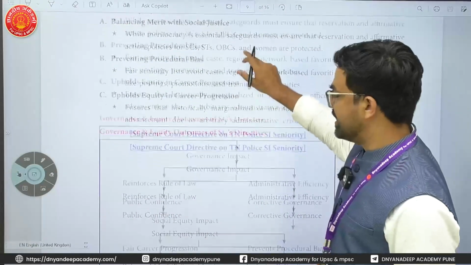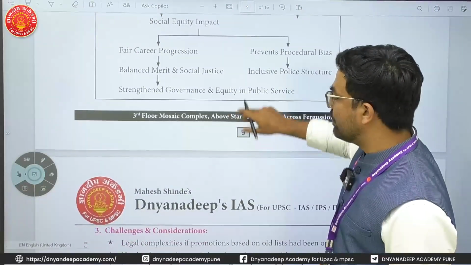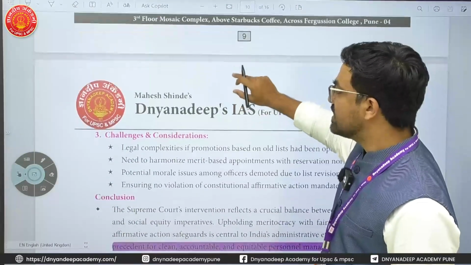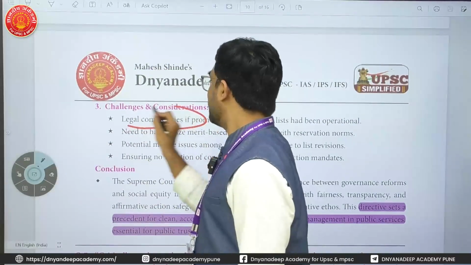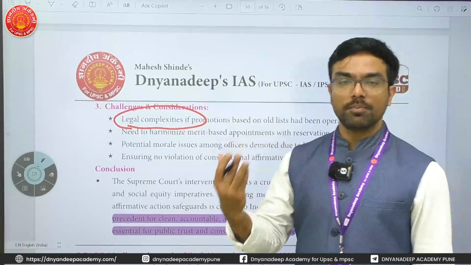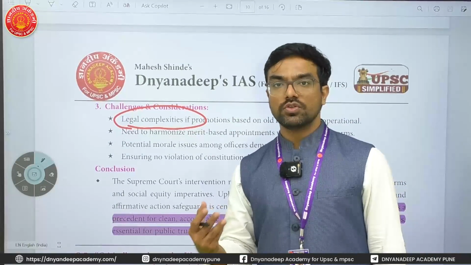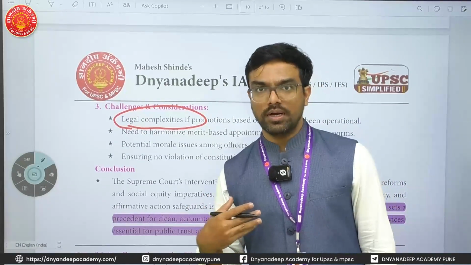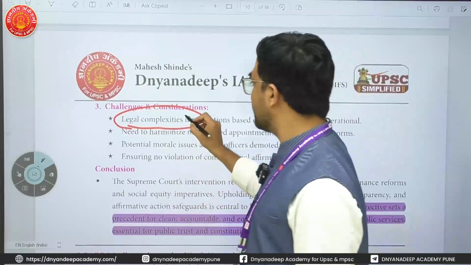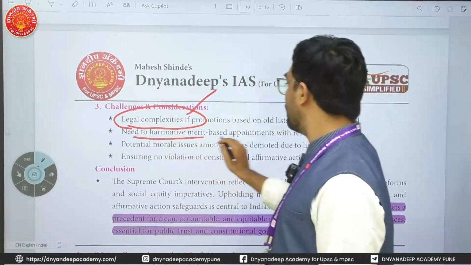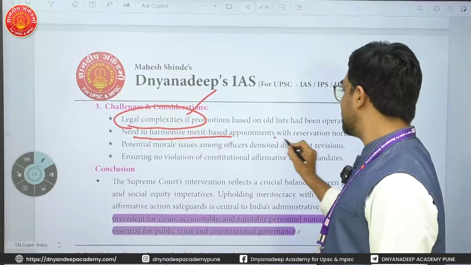Now, what are the challenges, right? The Supreme Court has given this directive, but it faces some challenges. What are the challenges? Legal complexities, right? Because some officers may have already been promoted, so this directive creates legal complexities. Need to harmonize merit-based appointments with reservation norms, right?